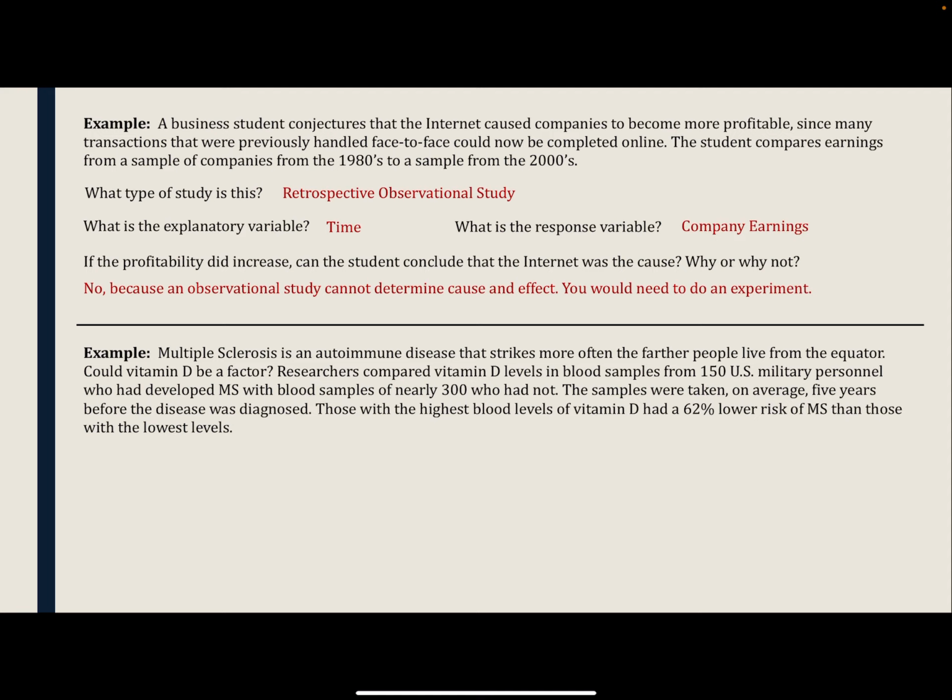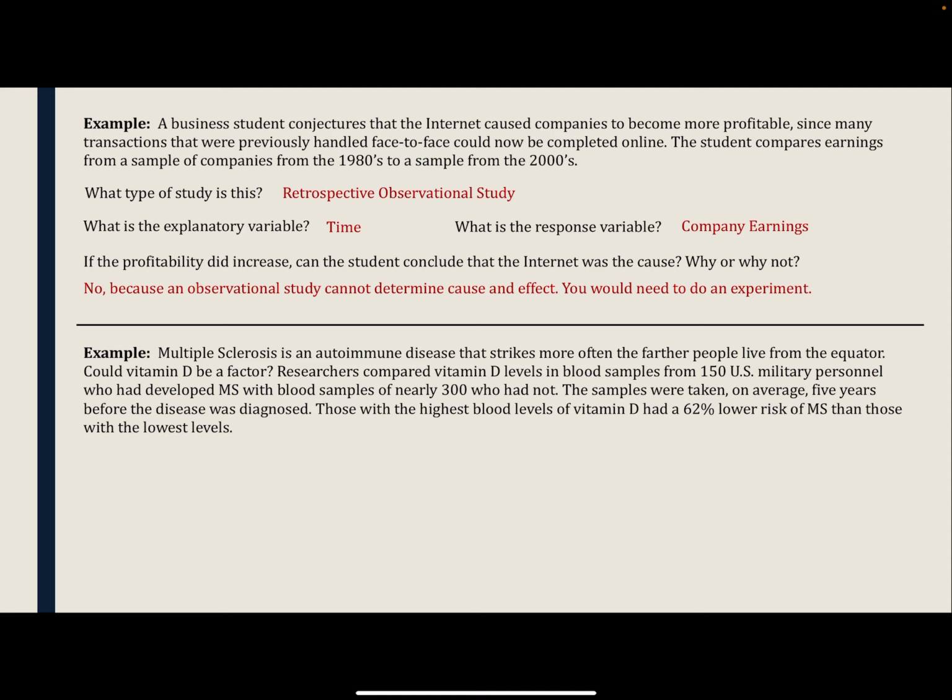The second example, it says multiple sclerosis is an autoimmune disease that strikes more often the further people live from the equator. Could vitamin D be a factor? Researchers compared vitamin D levels in blood samples from 150 U.S. military personnel who had developed MS with blood samples of nearly 300 who had not. The samples were taken on average 5 years before the disease was diagnosed. Those with the highest blood levels of vitamin D had a 62% lower risk of MS than those with the lowest levels.